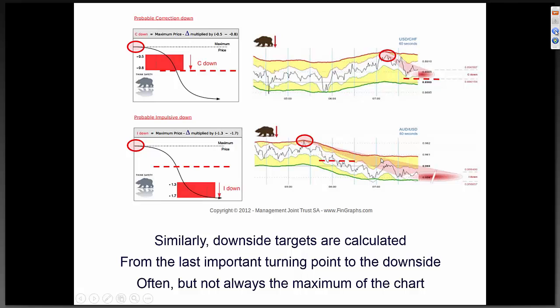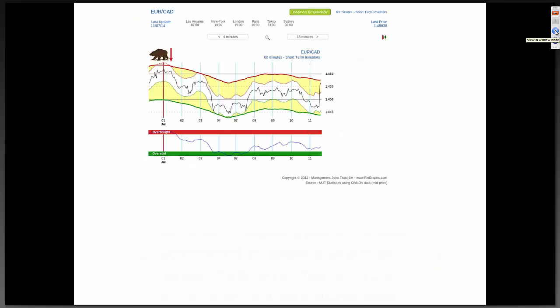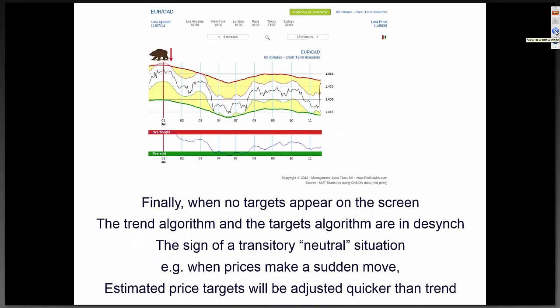These time lengths are adapted to each frequency of observation, from a weekly to a 5-second chart. Hence, we could offer a price target estimate which has both a time perspective and a price perspective. Finally, when no targets appear on the screen, the trend algorithm and the targets algorithm are in desync.